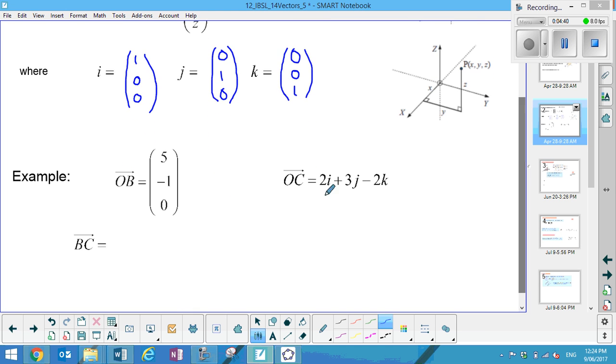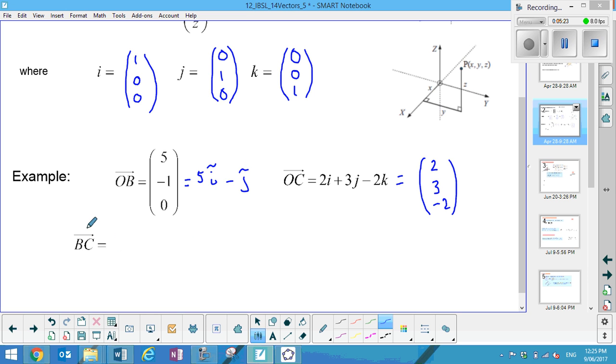So here's another point, 5, minus 1, 0. If it's 0 in the z, it means it's sitting on the xy plane. So there's our point B from the origin. Here's our point C from the origin, and this one we've written in unit vector form: 2i plus 3j minus 2k. That would be the same as 2, 3, minus 2. Just like this would have been equal to 5i minus j. And they're both vectors.